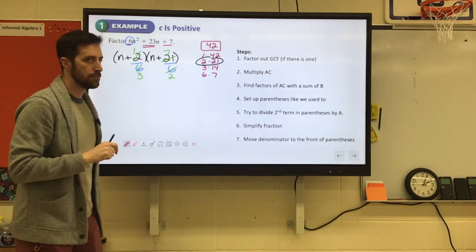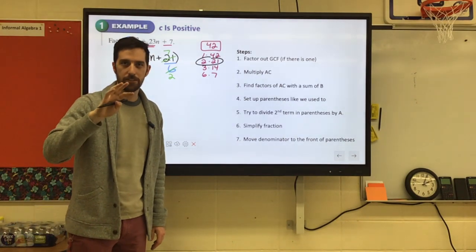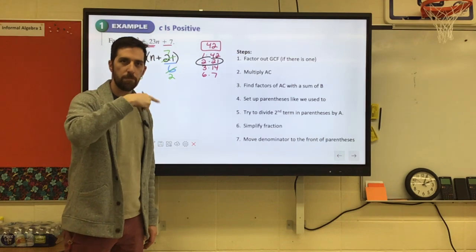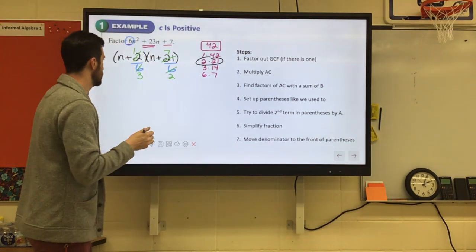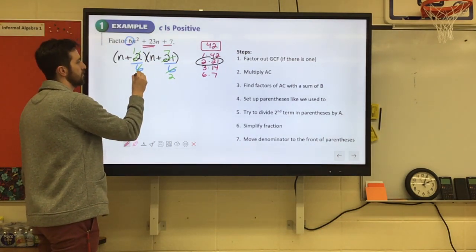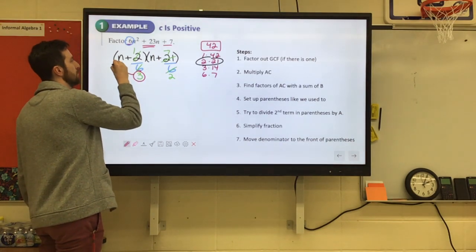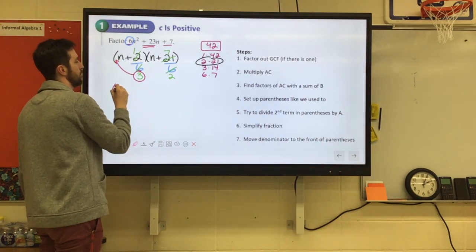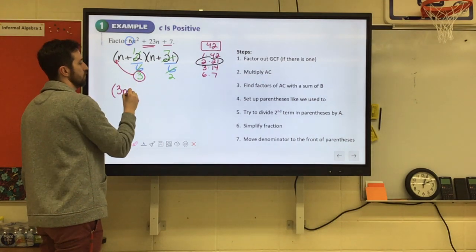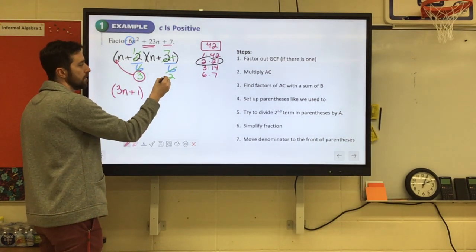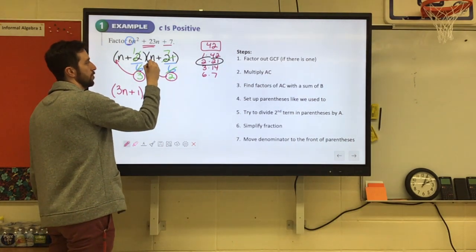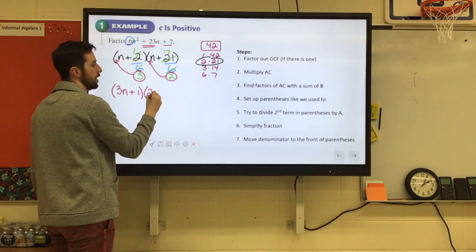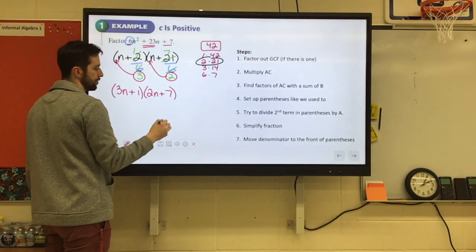Here's the last thing we have to do. Whatever you end up with in the denominator, we're going to swoop, bring it out in front of the x, or in this case n. So this 3 down here, we're going to bring right in front, and that's going to become 3n plus 1. Over here, the 2, we're going to bring to the front, and it'll become 2n plus 7.